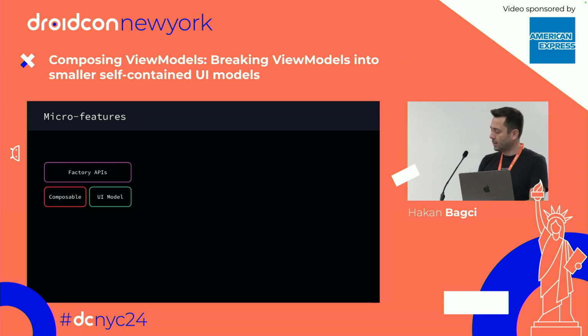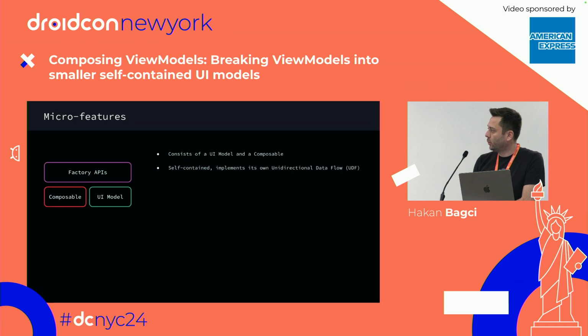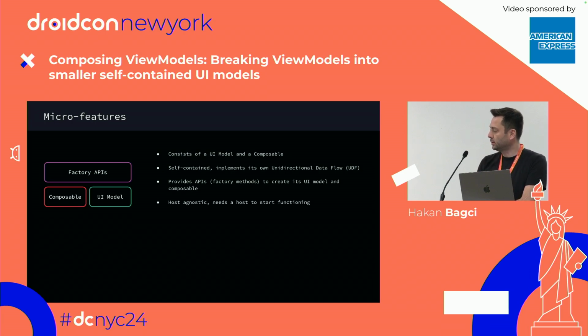A microfeature consists of a UI model and a composable. It's self-contained and it implements its own unidirectional data flow. It provides APIs, factory methods to create its UI model and composable. It's host agnostic, needs a host to start functioning, and it fosters composition of UI models and composables.